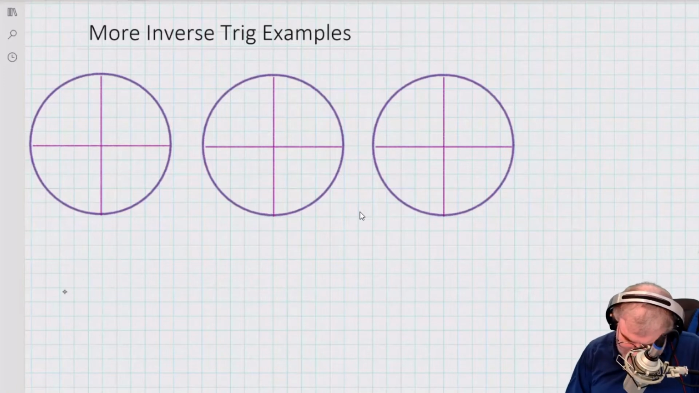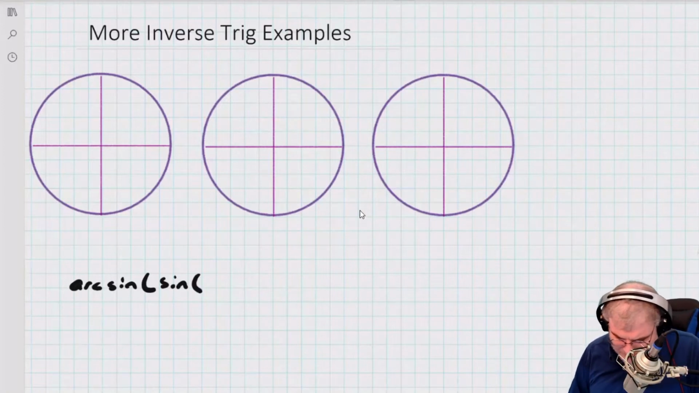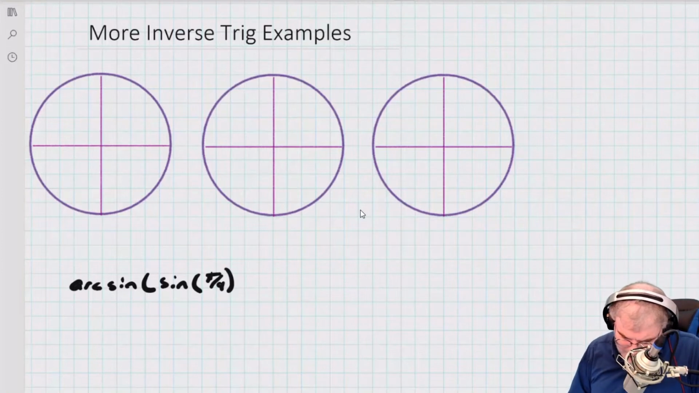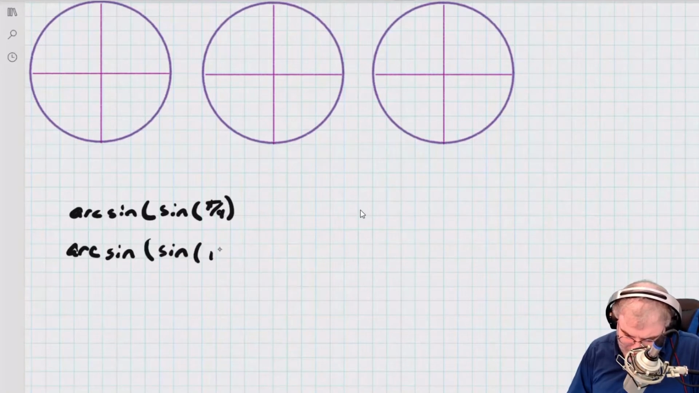So let's do one of these that is similar to one that's in the book. So if I have the sine of, let's do arcsine instead. So if I have like the arcsine of sine of pi over 4, and then I've got stuff like arcsine of sine of pi. And we'll start with these two.